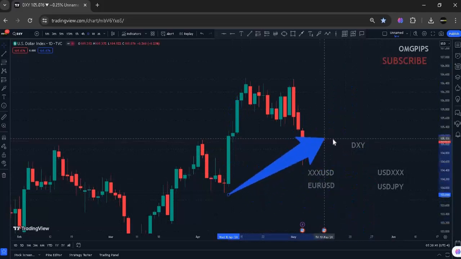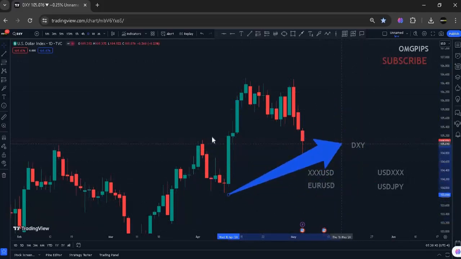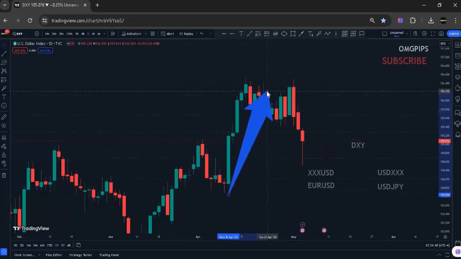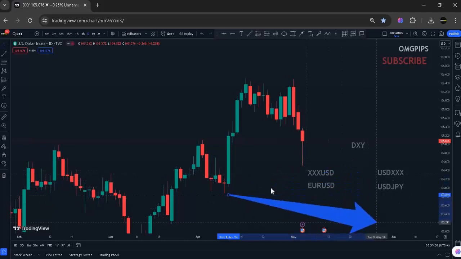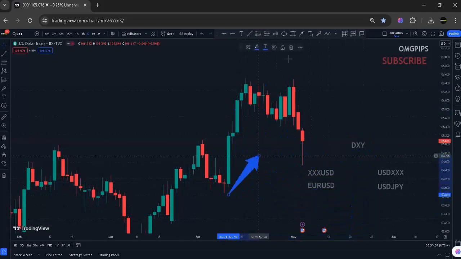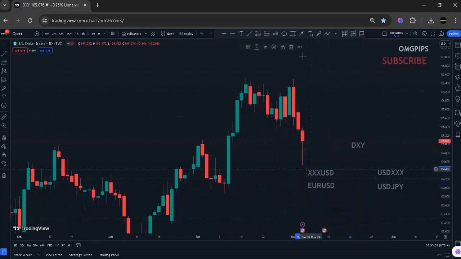So the way we use this is we analyze the DXY and find the direction that the DXY is going. Once we find the direction, we know automatically that if we're trading this kind of pair, we'll look for sell setups. If we're trading these setups and the DXY is going up, then we look for buy setups. So let me illustrate exactly what I just explained.